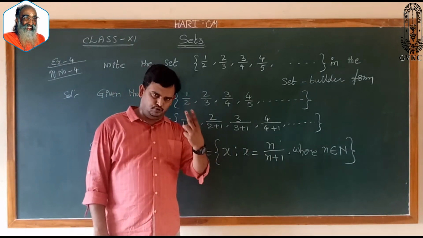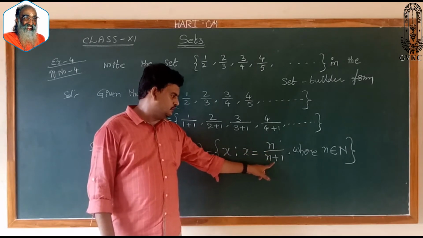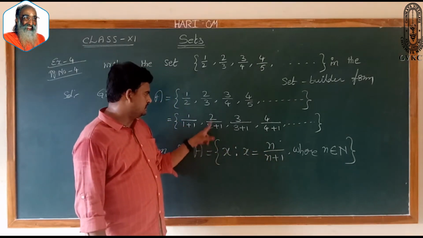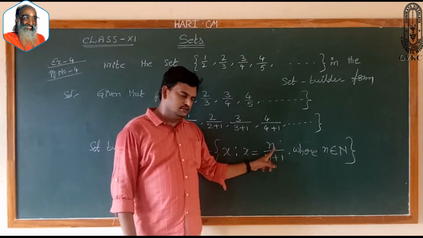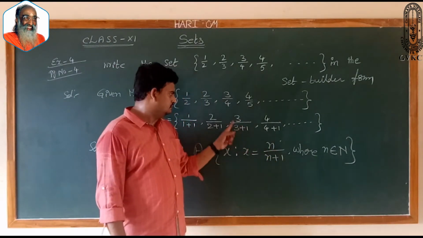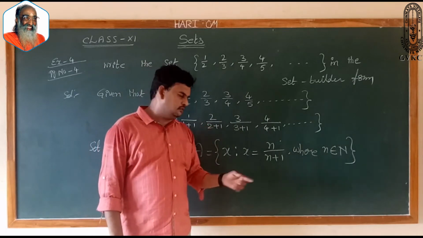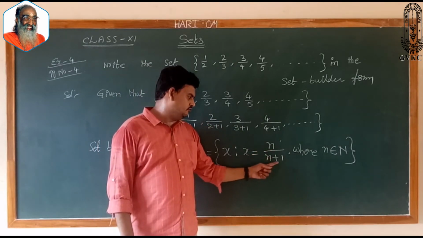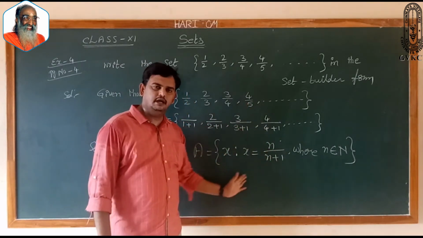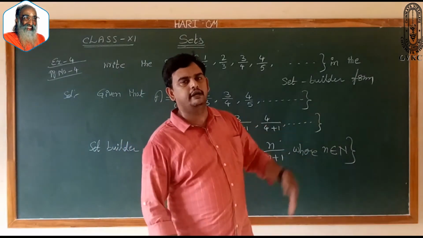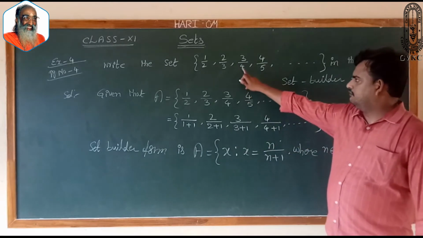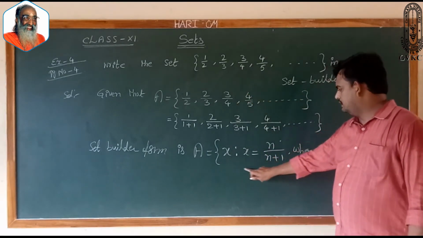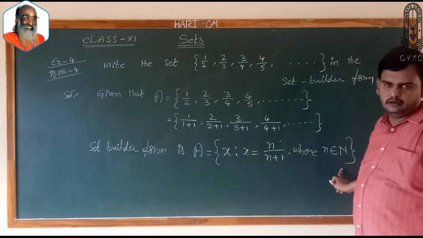Next natural number 2. 2 by 2 plus 1 is nothing but 2 by 3. Next natural number 3. 3 by 3 plus 1, which is 3 by 4. Next natural number 4. 4 by 4 plus 1, which is 4 by 5. Like that, you can keep on writing the numbers. So this is the way the given roster form can be converted into set builder form.